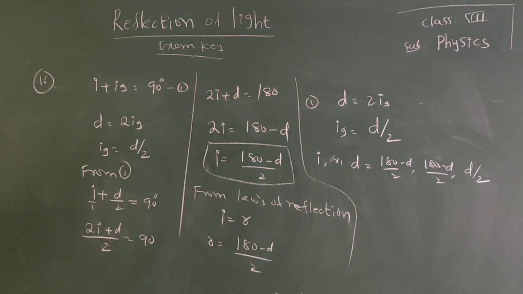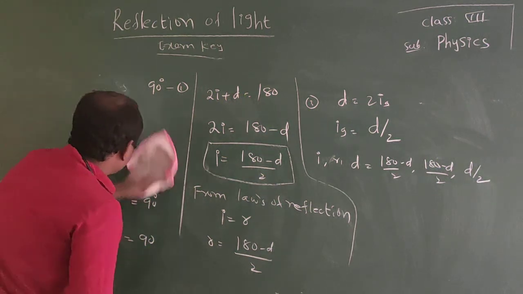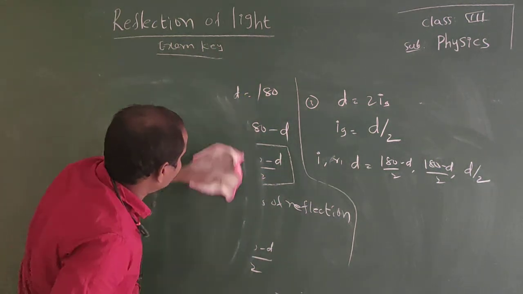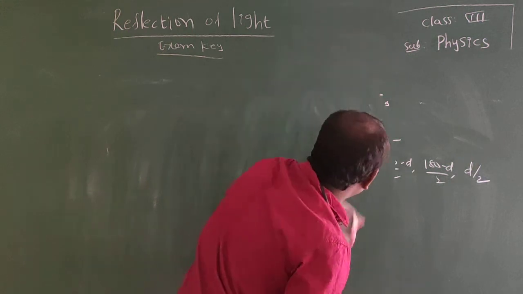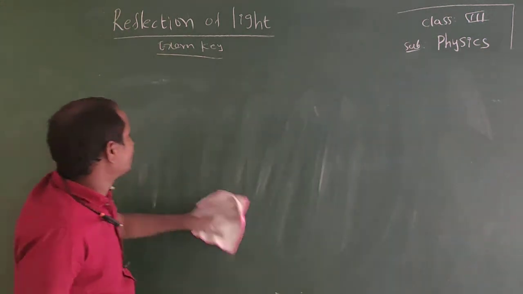Next one, keeping the incident ray constant, if the plane mirror is rotated through an angle theta about an axis lying in its plane, then the reflected ray rotates with 2 theta. If the mirror is rotated with theta, then the reflected ray is rotated with 2 theta.